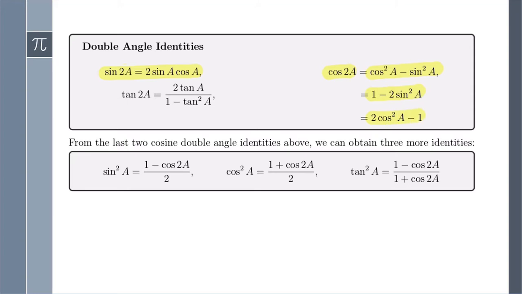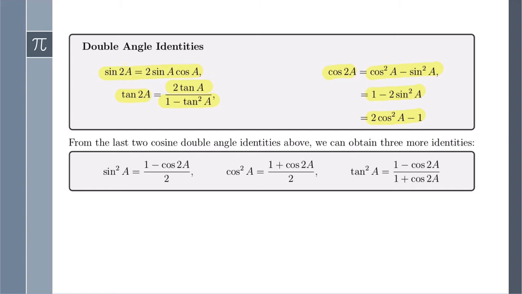And we can use any of them depending on, for example, if we are just given sine and we want to find cosine 2a, then we can use the middle one. So we can choose which one we want to use. And then for tangent, we have tangent 2a equals 2 tangent a over 1 minus tangent squared a.